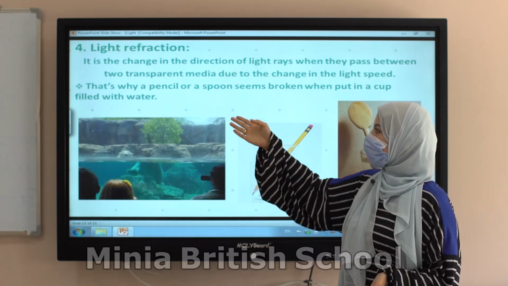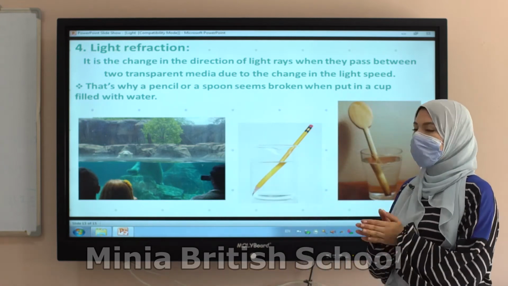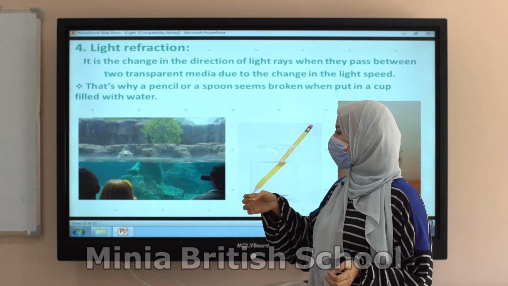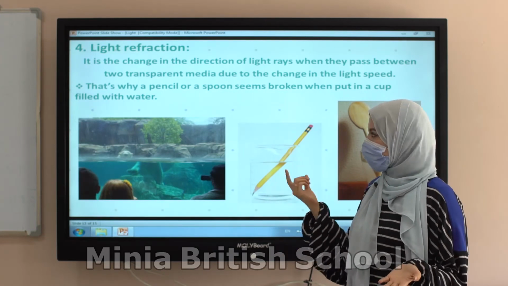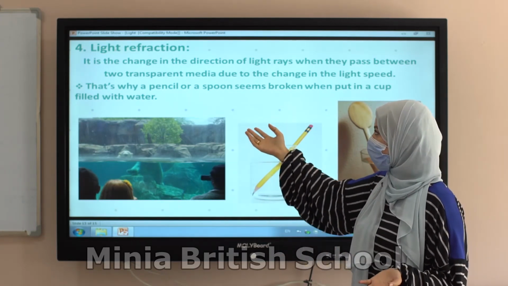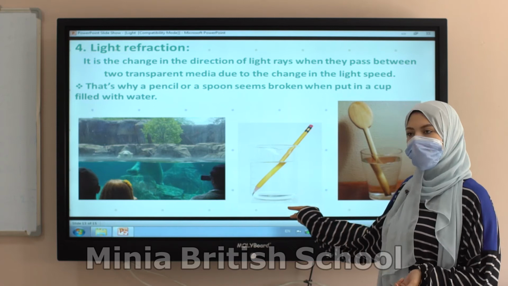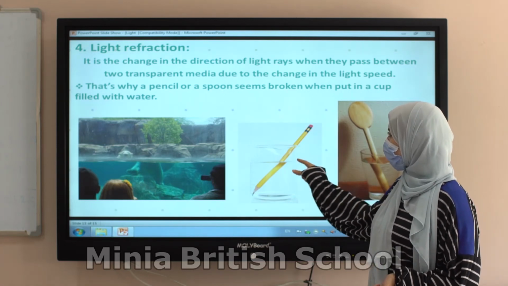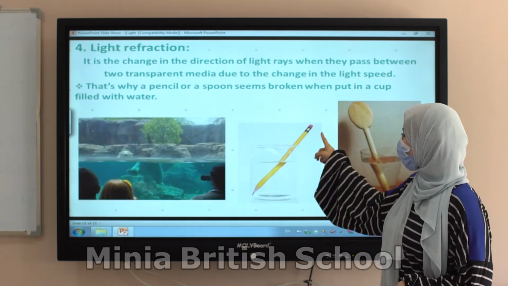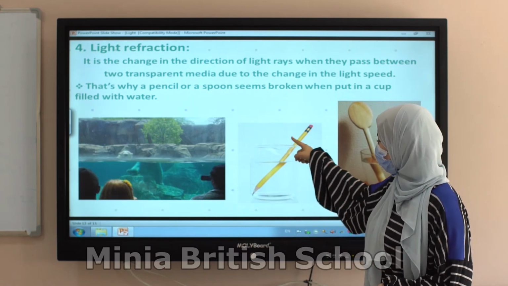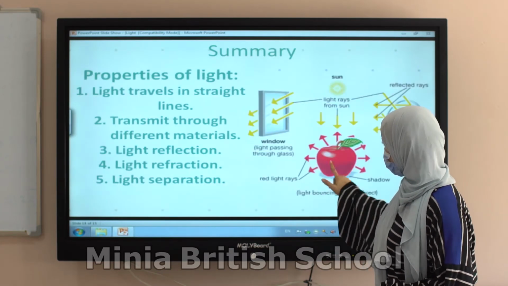What about the fourth property, which is called light refraction? It's the change of the light direction. You should know how to differentiate between reflection and refraction. Reflection is in one medium, but refraction is the change of light between two media. Look at this picture. What can you see? Yes, the pen seems broken. Why? Due to light refraction. The light changes its direction from one medium to another, from air to water.